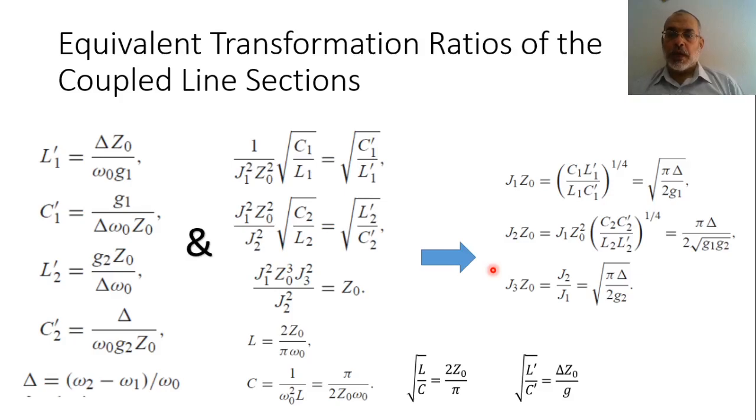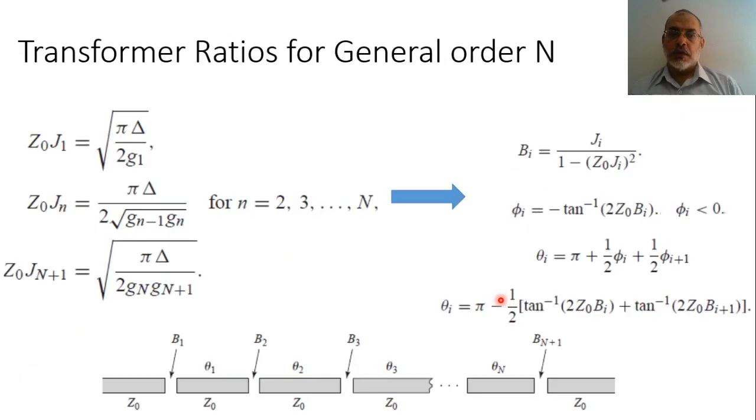We can generalize this relation for a filter of order n instead of 2, such that the value of the first inverter Z0 J1 would be square root of pi delta over 2 G1, and Z0 Jn for n equal 2, 3, 4 until n would be pi delta over 2 square root Gn minus 1 Gn, and the last admittance inverter, Z0 Jn plus 1, would equal square root of pi delta over 2 Gn multiplied by Gn plus 1.